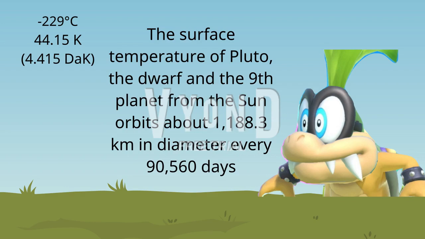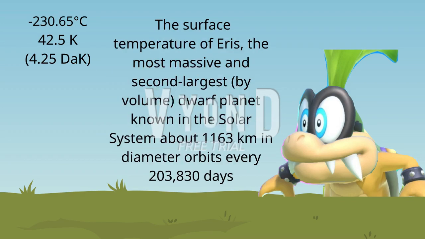That's 44.15 Kelvin. The surface temperature of Eris, the most massive and second largest, by volume, dwarf planet known in the Solar System, about 1,163 kilometers in diameter, which orbits every 203,830 days, is at minus 230.65 degrees Celsius, or 4.25 decakelvins.